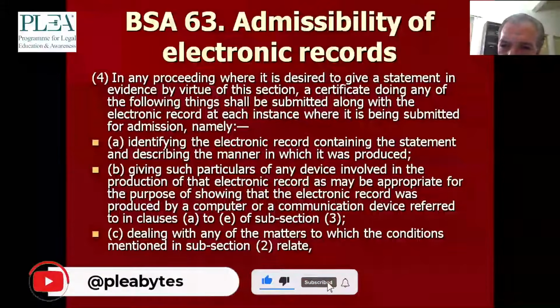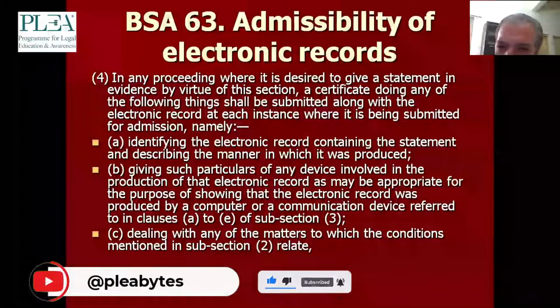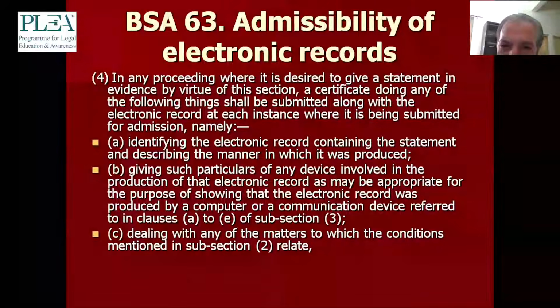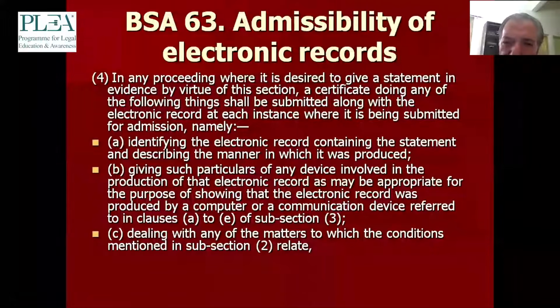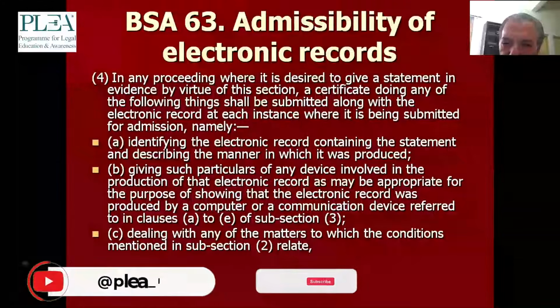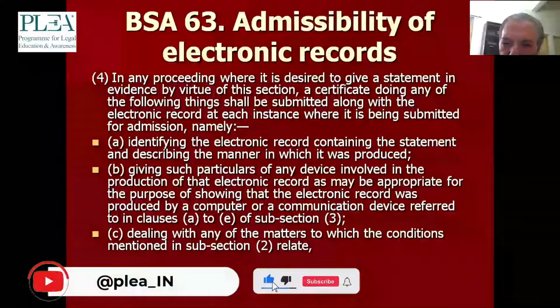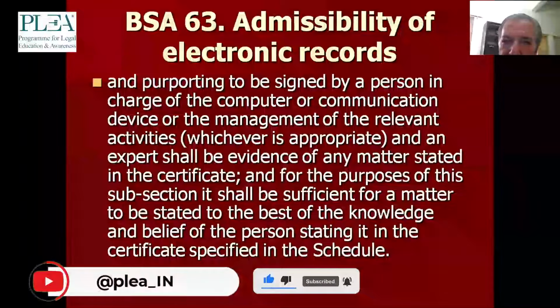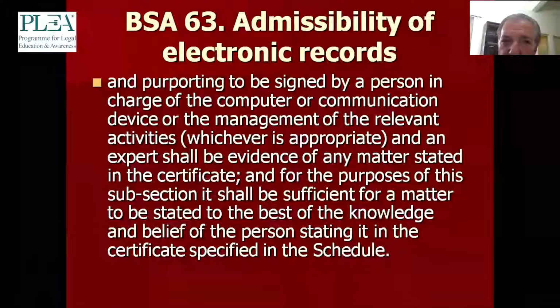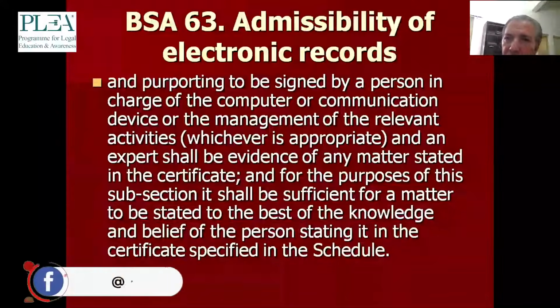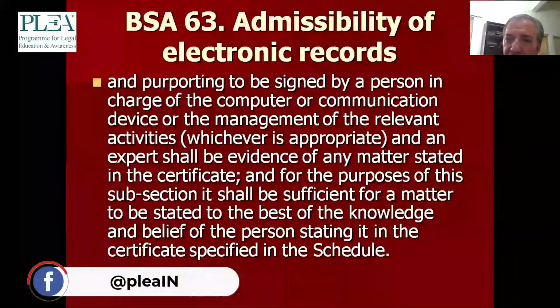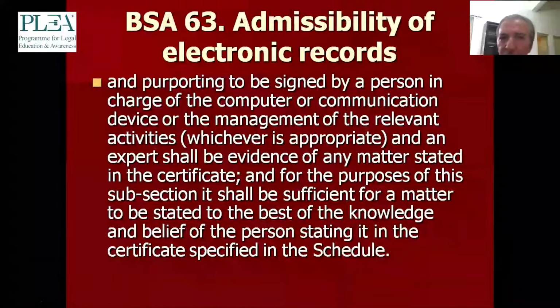Giving such particulars of any device involved in the production of that electronic record as may be appropriate for the purposes of showing that the electronic record was produced by a computer or a communication device referred to in clause A to E of subsection 3, and dealing with any of the matters to which the conditions mentioned in subsection 2 relate. Then we see further, and purporting to be signed by a person in charge of the computer or communication device. Now there are two types of signatures. We shall see that in the IT Act, that is digital signature and electronic signature, both are valid.